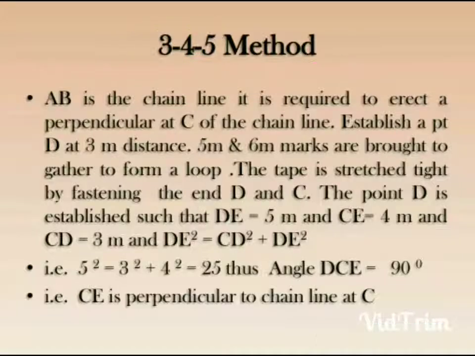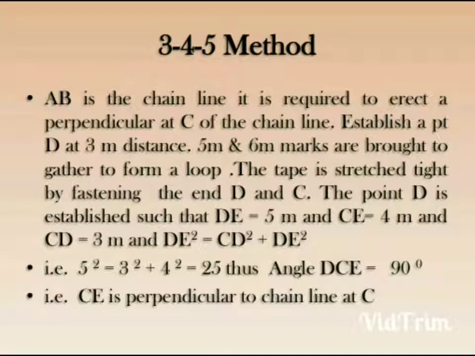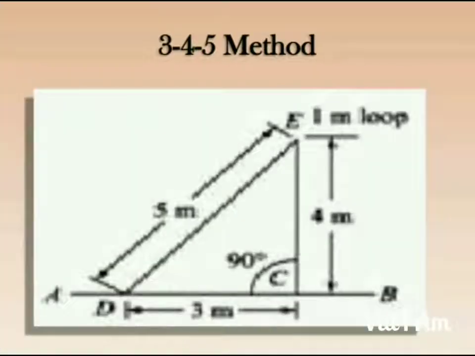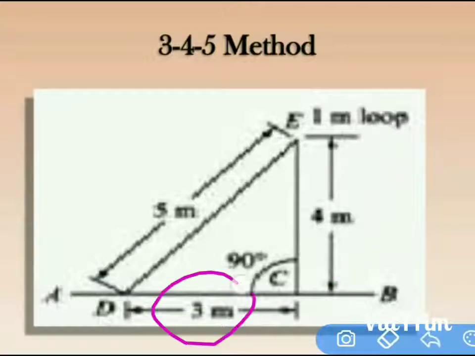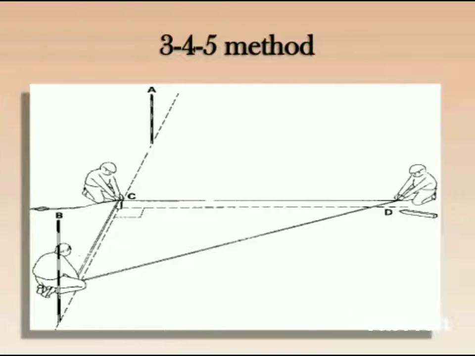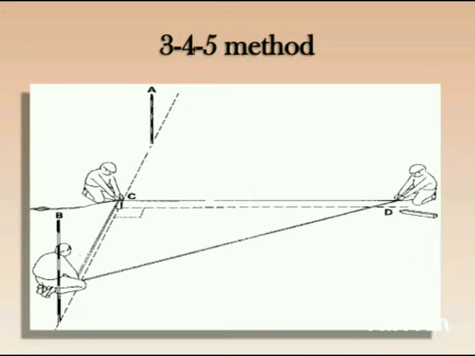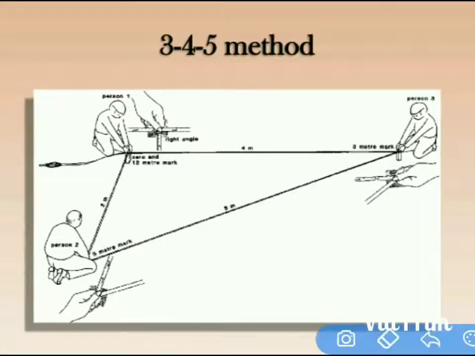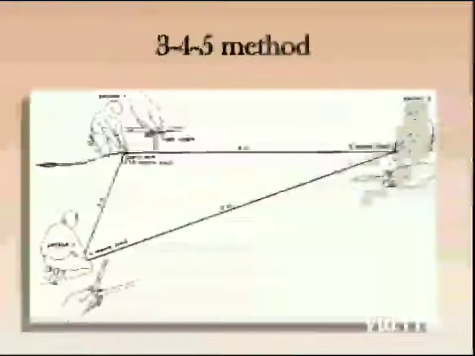Clear? One distance is 3, one is 4, another one is 5, then automatically we are getting the perpendicular offsets. Look here, perpendicular offsets, right? See, this is 3, this is 4, this is 5. Clear? This is the 3-4-5 method, right? This is the 3, this is the 4, this is the 5. Clear? 3-4-5, right? Clear?